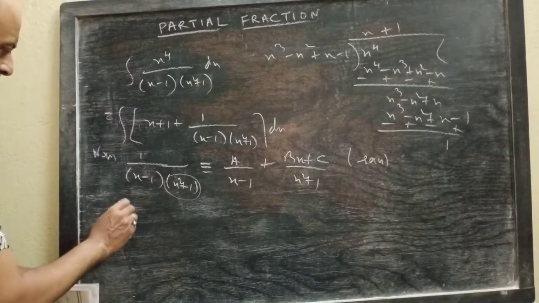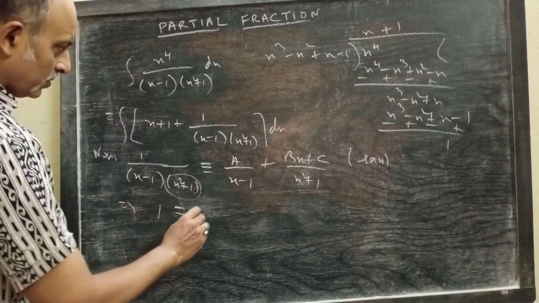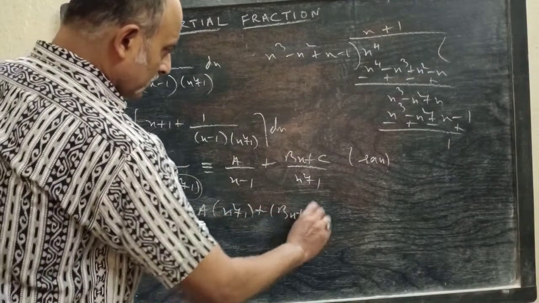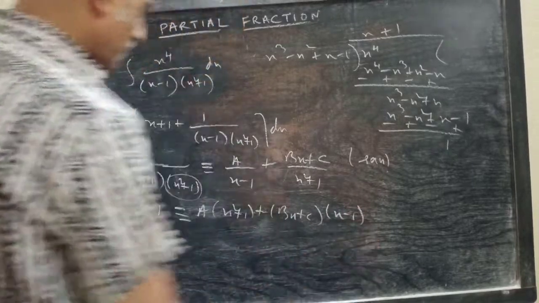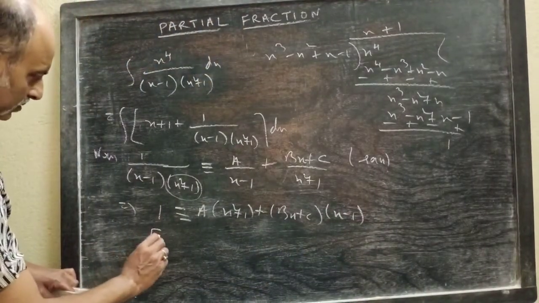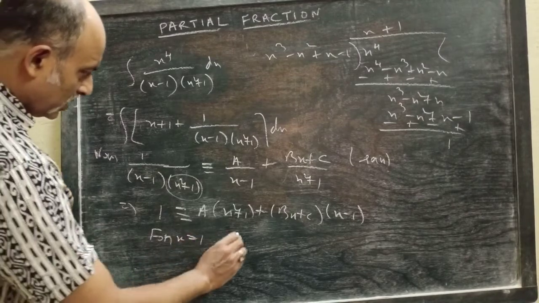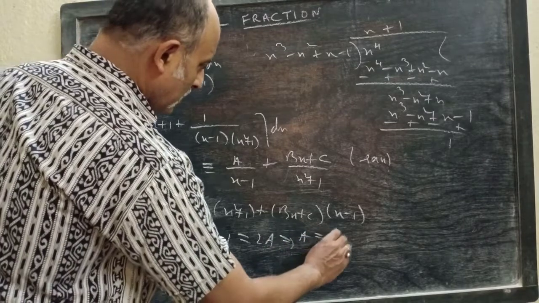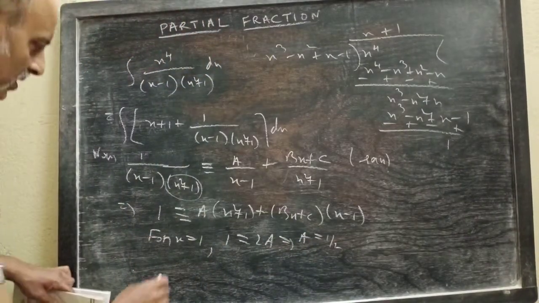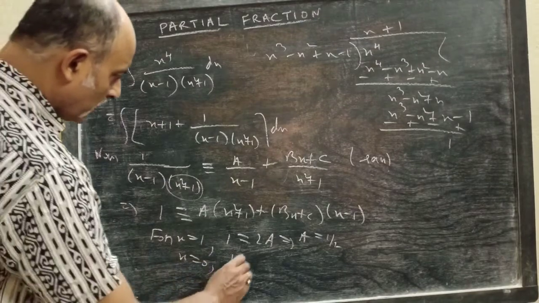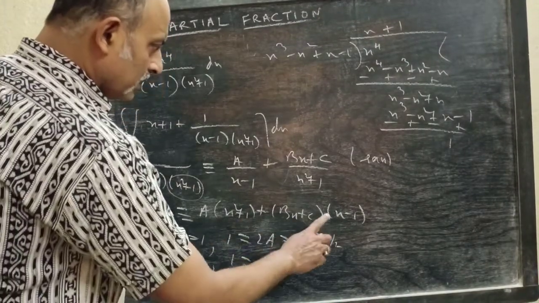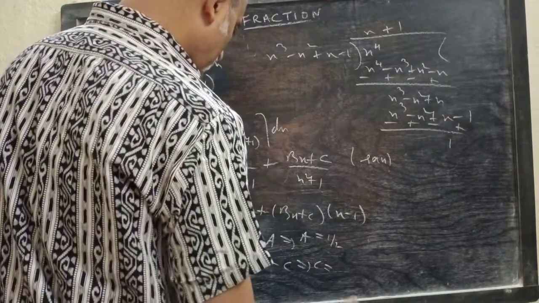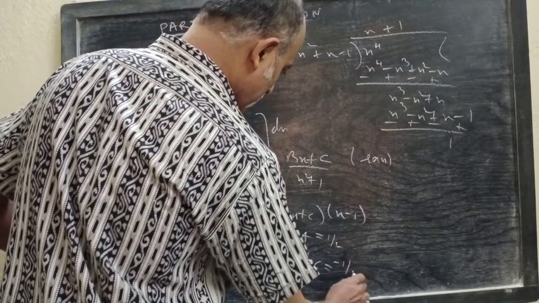It cannot be factorized into real linear factors. Now multiplying both sides by the denominator, we get 1 identically equal to a into (x square plus 1) plus (bx plus c) into (x minus 1). For x equals 1, we get 1 equal to 2a. That implies a is half. Next, for x equals 0, 1 is equal to a minus c. So c becomes a minus 1, half minus 1, that is minus half.